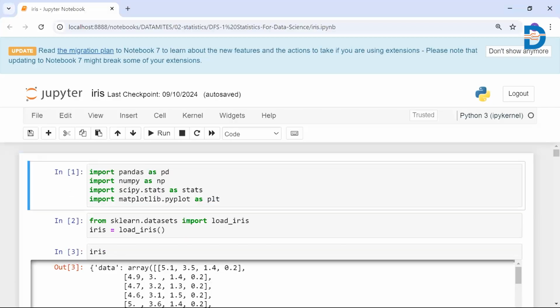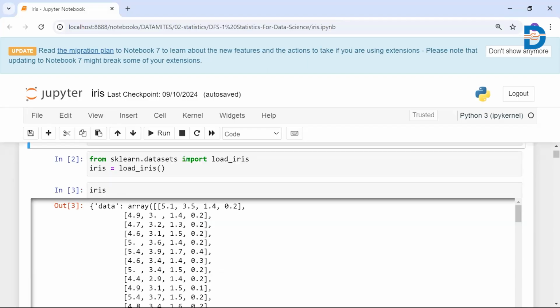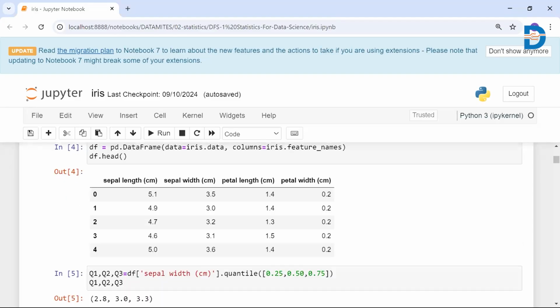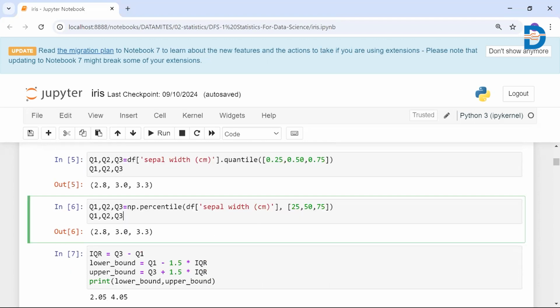For the practical implementation, from sklearn we are going to make use of an inbuilt dataset, that is the iris dataset. Under the iris dataset, we'll have 4 different columns. So we'll be creating a data frame. Under it, we'll have sepal length, sepal width, petal length, and petal width. First, we are going to discuss the IQR method.